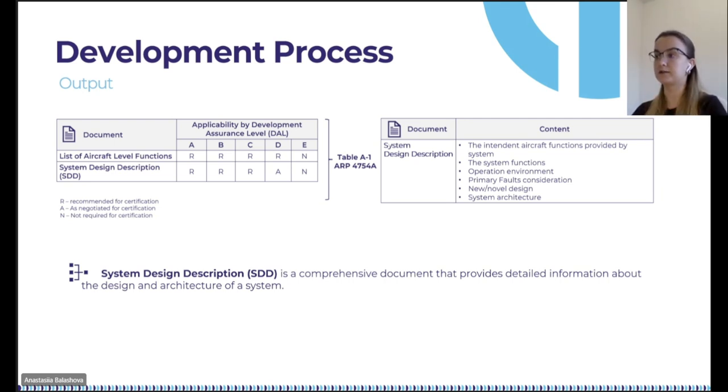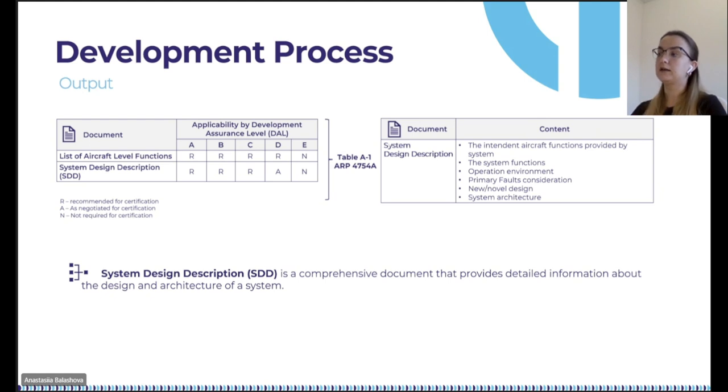Coming back to system design description, which is a comprehensive document that provides detailed information about the design and architecture of the system, its content is presented on the slide. A keen observer will note a discrepancy in the output at the aircraft and system level. It seems that at the aircraft level, only functions are required, while at the system level, only architecture is needed. In version B, this part was corrected, and aircraft architecture was also added to the output list.